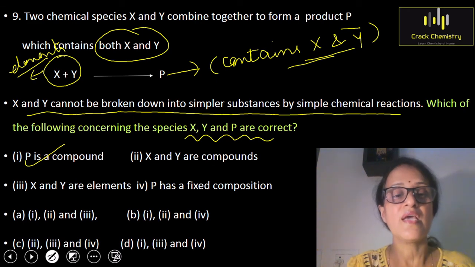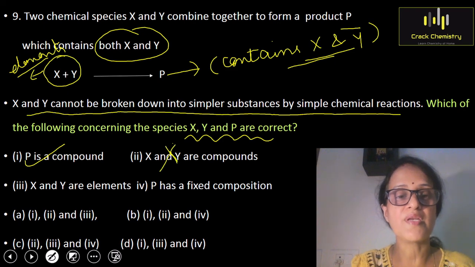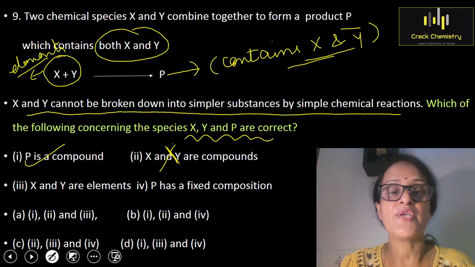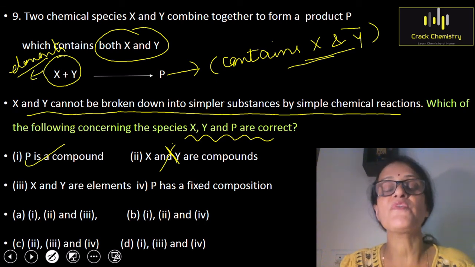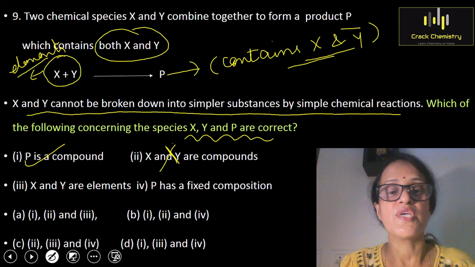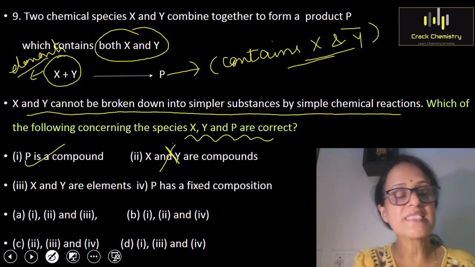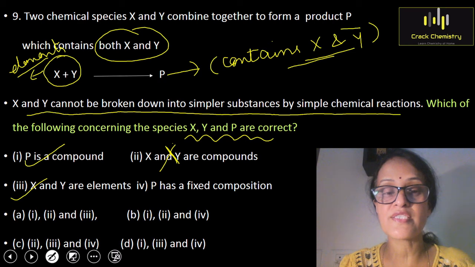Then they are asking, X and Y are compounds. This option is a wrong statement because if it were a compound, it could be broken down into simpler substances by means of chemical reactions. You are unable to break down X and Y into simpler substances by means of simple chemical reactions. So X and Y are not compounds, they are elements. The third option is X and Y are elements. Yes, just now we have discussed X and Y are elements. This is a correct statement.